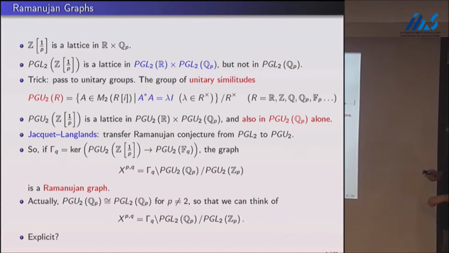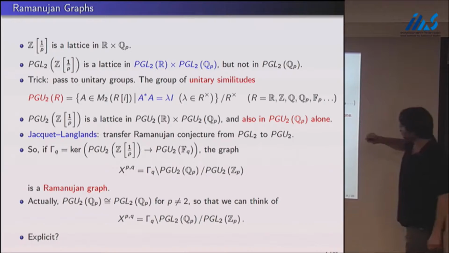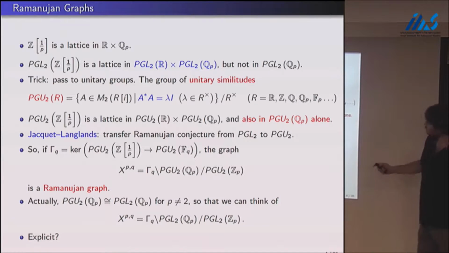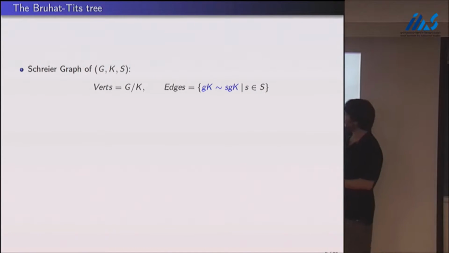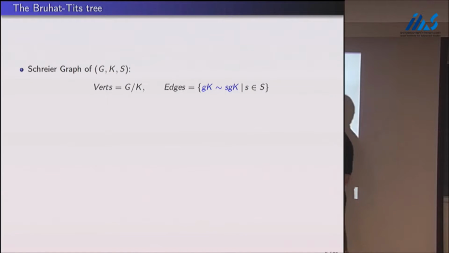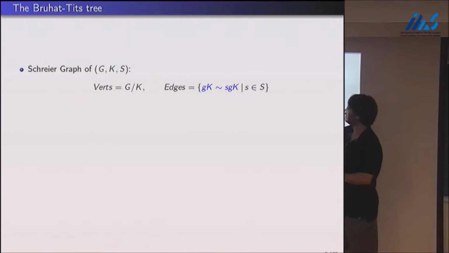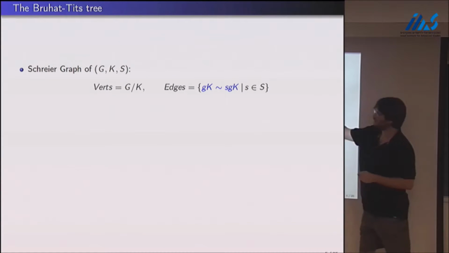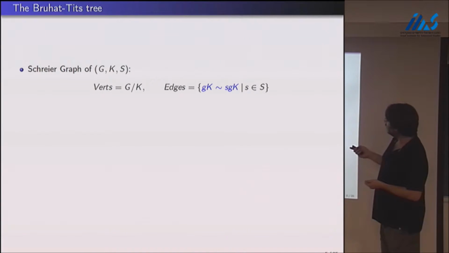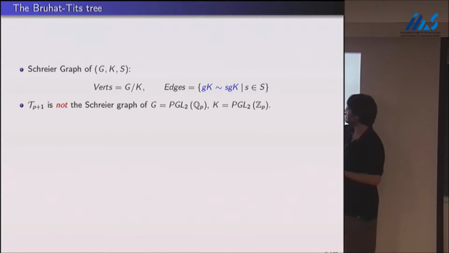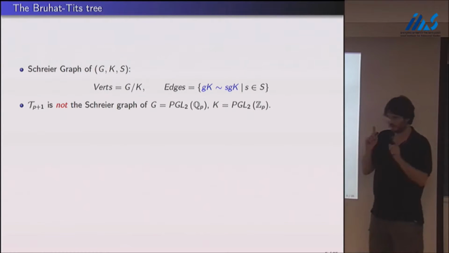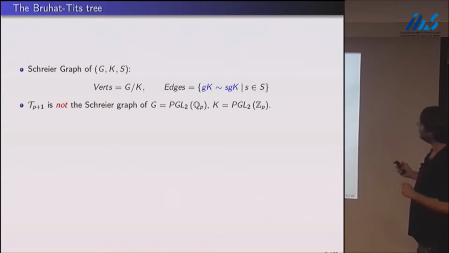So to understand where it comes from, I want to tell you a bit more about this tree. So what is the Bruhat-Tits tree? Let's start by recalling what a Schreier graph is, which if you don't know what it is, you shouldn't be sitting here probably. You take the cosets of a subgroup in a group, and you connect two cosets if they are translated by some fixed set of generators. Now, the Bruhat-Tits tree is not the Schreier graph of PGL_2(Q_p) with respect to the cosets of PGL_2(Z_p), which is a statement that I heard people saying. This is not what happens.